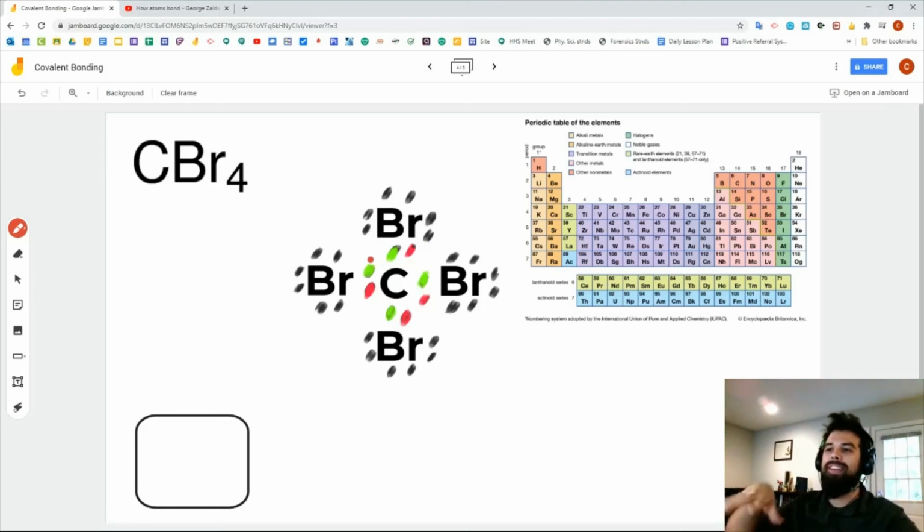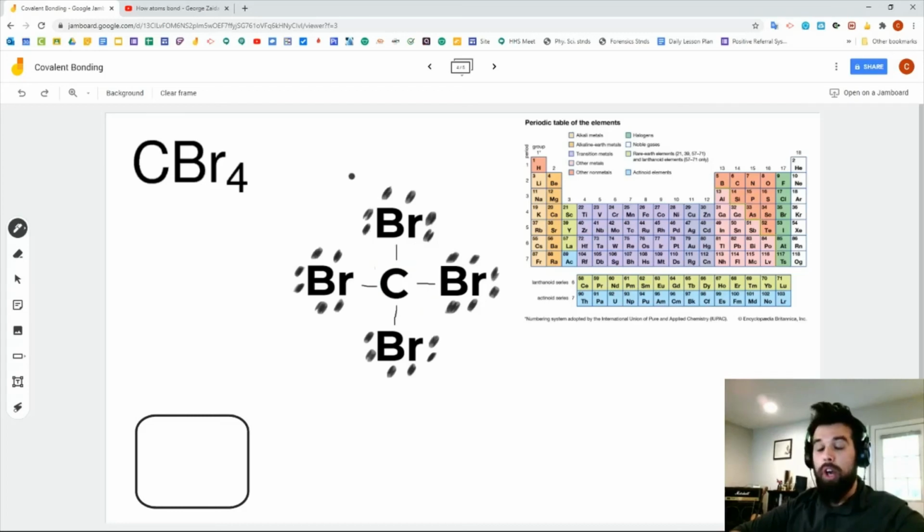Okay, so now let's clean this up. All right, so this is what it looks like, all cleaned up. I erased the electrons that form the bond, and I drew a little line instead to show that that bond is there. This is the kind of work that I would expect you to turn in. You've got all your valence electrons, they're paired up like this, and then you have your lines to show the bonds.